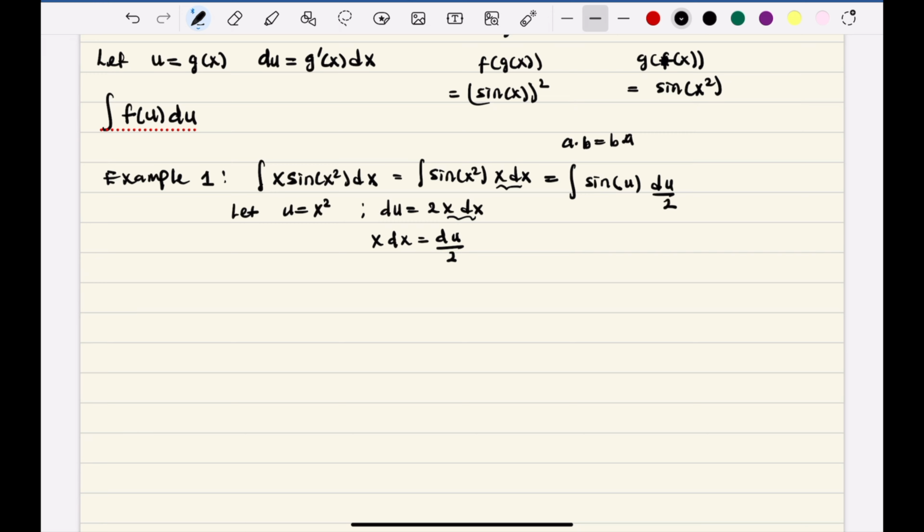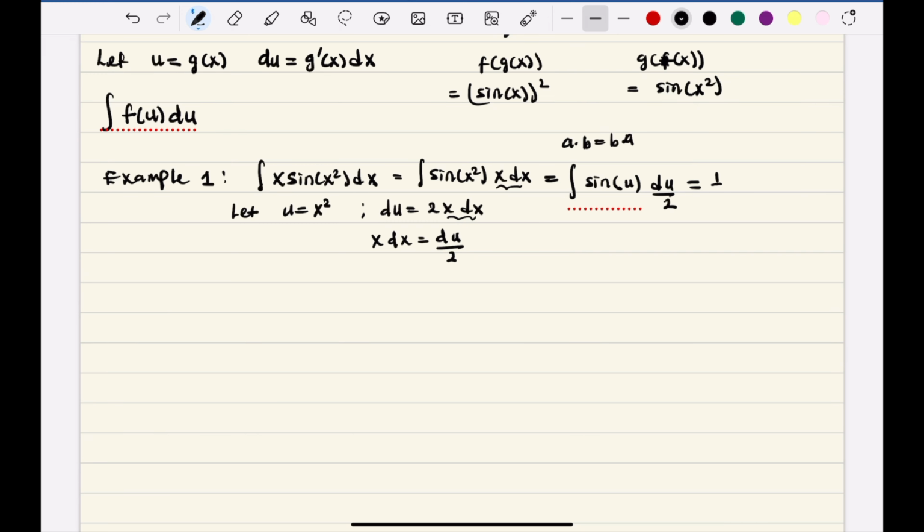Basically, just identify what your u is and what your du is, and differentiate it. So how do we use substitution? The primary thing is to identify what your u is and differentiate it, then substitute it back inside the integral. Let's finish this up.